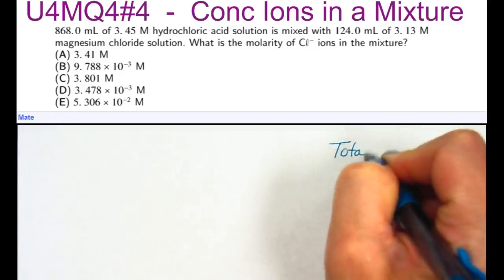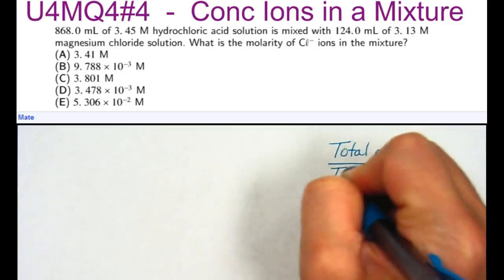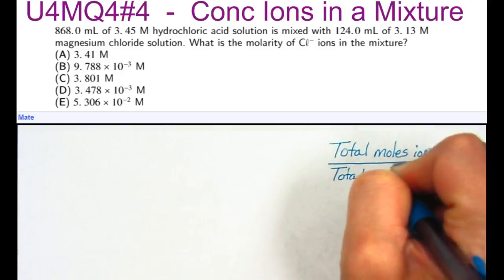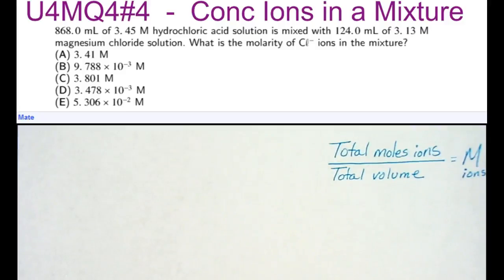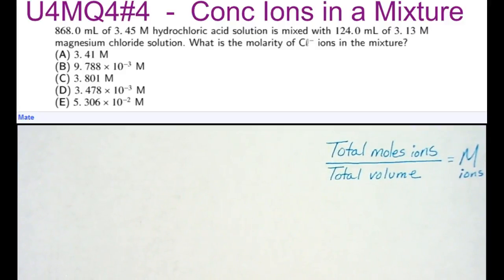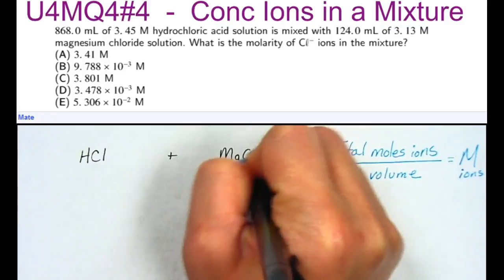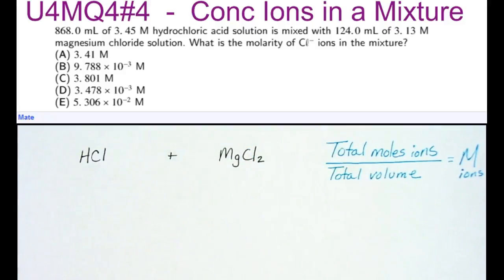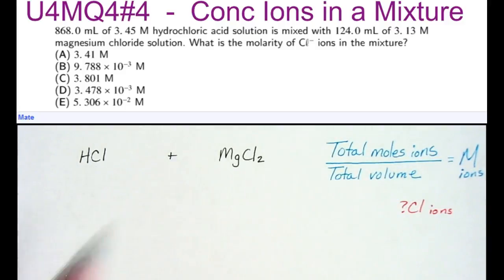The total moles of ions divided by the total volume is equal to the molarity of the ions, or the concentration of the ions. So we have hydrochloric acid mixing with magnesium chloride, which is MgCl2, and the question is how many chloride ions are total in the solution once you mix these two together.